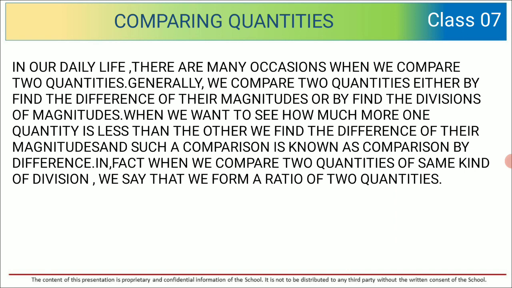In fact, when we compare two quantities of the same kind by division, we say that we form a ratio of two quantities. Now, for example, children, if you want to compare how many more chocolates you have than your friend, what do you do? For example, your friend has 10 chocolates and you have 5, and you want to find who has more chocolates. So you're comparing, right?